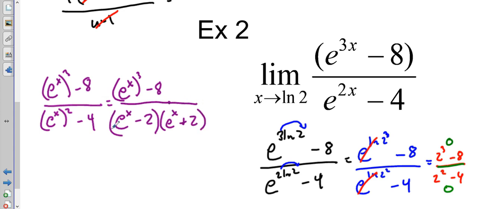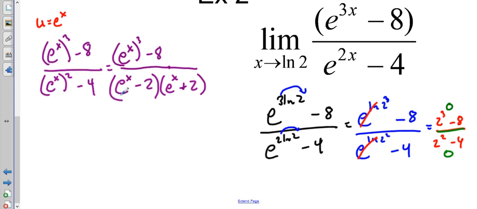Now the thing is, I am going to once again use some substitution because this makes it a little bit easier. If I say u equals e to the x, this makes my life a lot easier because now I can see this a little bit better. And seeing that, when I have this value, natural log of 2, that's the one right here.